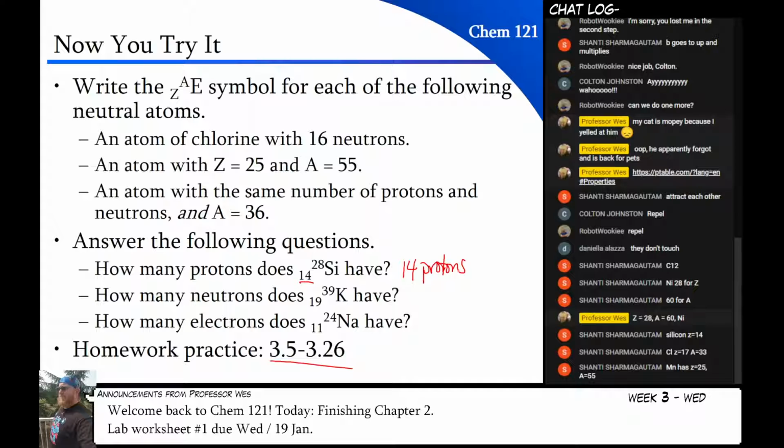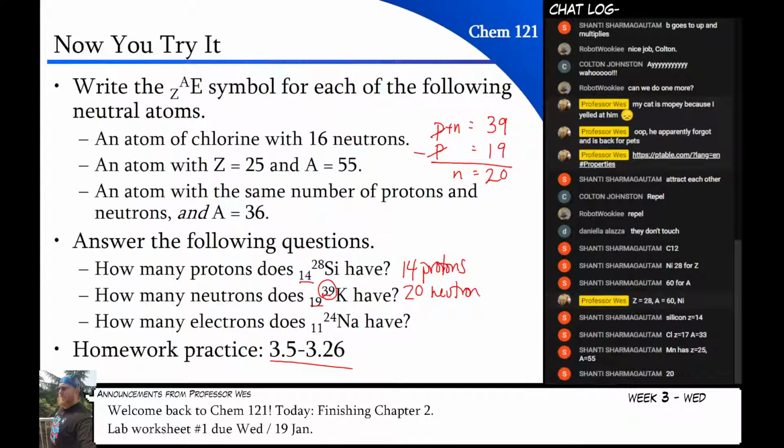How many neutrons does this atom of potassium have? 39, 19. Well, remember that the mass number is protons plus neutrons, right? So if protons plus neutrons equals 39, but the protons are 19, how would I figure out just neutrons? Well, you can subtract them, right? Because then this will just get subtracted out. So the number of neutrons will always just be the difference between Z and A.